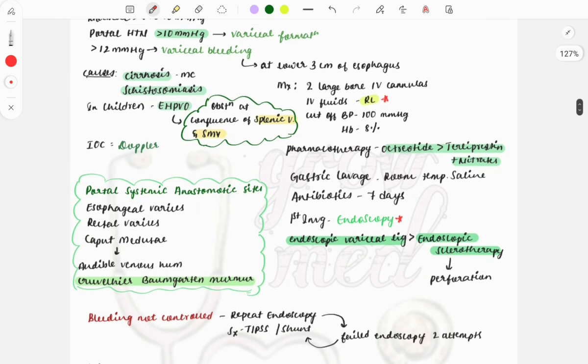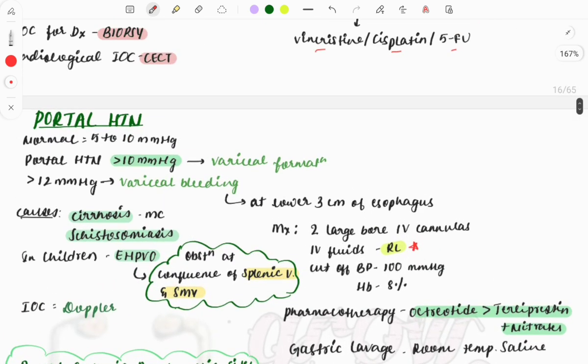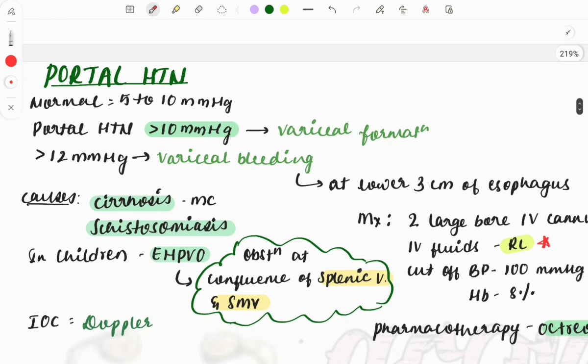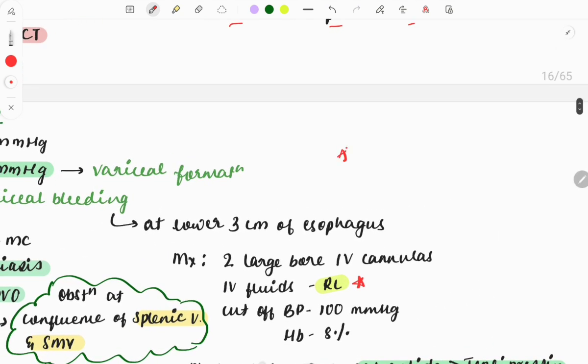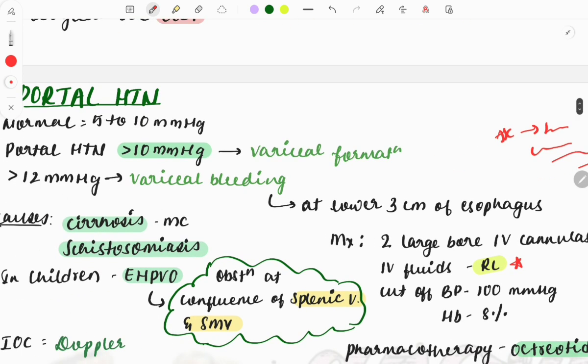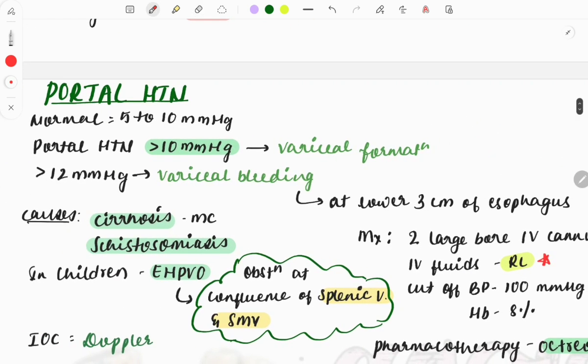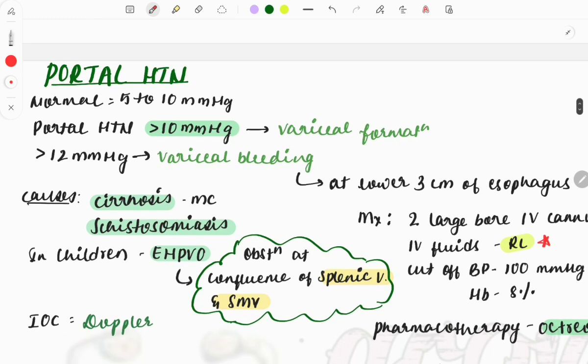Then portal hypertension. Again, an important topic, and questions have been asked in integration, like with an alcoholic male. An alcoholic male with binge drinking comes with hematemesis. What will be the cause of this hematemesis? It will be due to portal hypertension. There will be variceal formation, due to which there will be variceal bleeding.